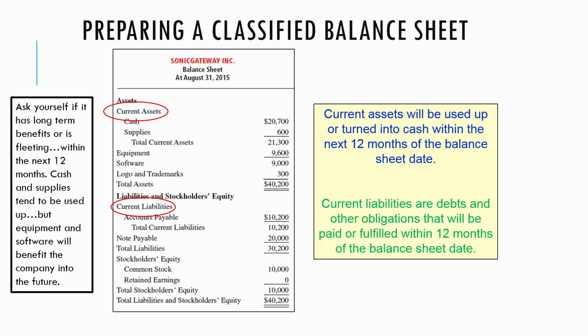The current assets will be used up or turned into cash within the next 12 months from the balance sheet date. By August 31st, 2016, we know that cash will probably be used up. Now, we will have more cash coming in from other sources because we'll have sales and revenue that will bring the cash into us, even after we've paid expenses. Supplies, we'll probably use up. Recall that the supplies were things like printer paper. We expect to use this up within the next year, so we classify it that way.